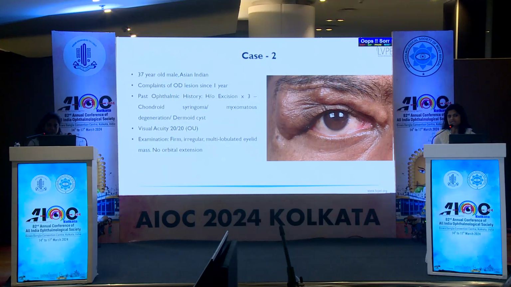I haven't put the CT image here. He also had a CT which clearly showed that it was not extending deep into the orbit, but it was limited to the eyelid itself. And this patient, again, we went ahead and did an excisional biopsy, like a wide excision. We didn't do frozen section for this patient, again, because we did not clinically suspect a mucinous adenocarcinoma. That we came to know later, after the histopathology diagnosis.